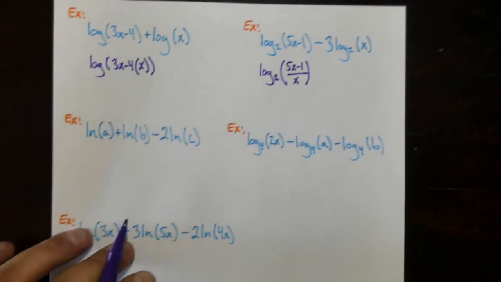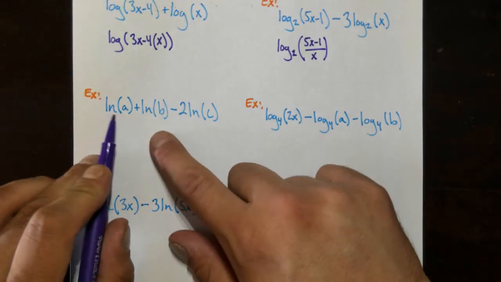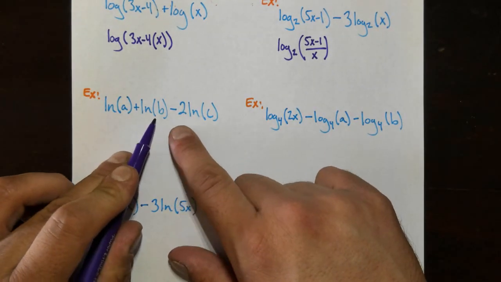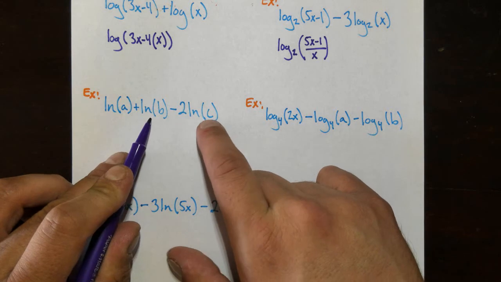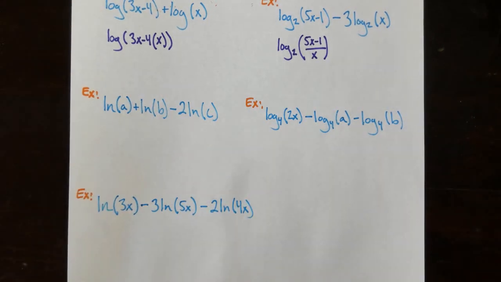Now moving on to this one right here, we have ln of A plus ln of B minus 2 ln of C. Well, here we're going to be using all three of our rules. We're going to be using the product rule, the quotient rule, and the power rule.